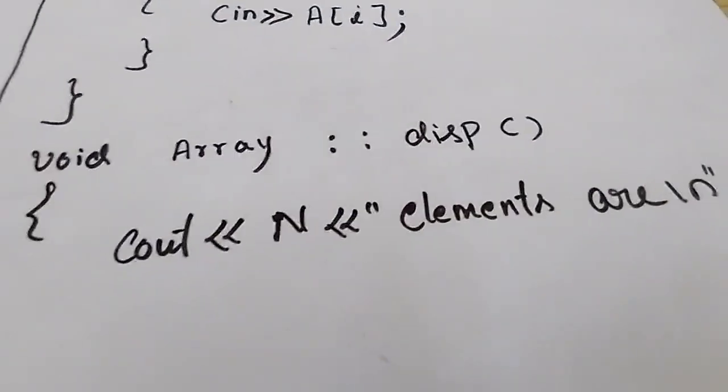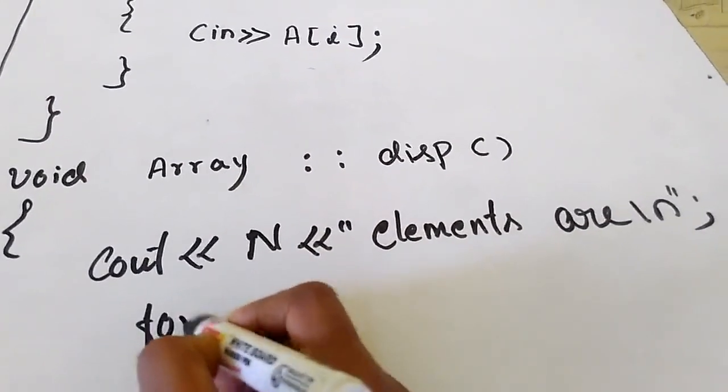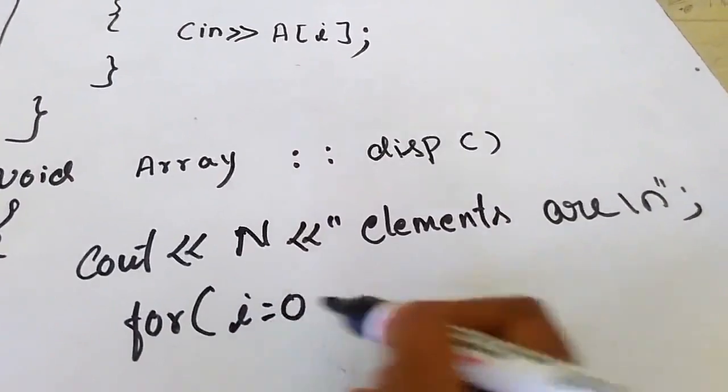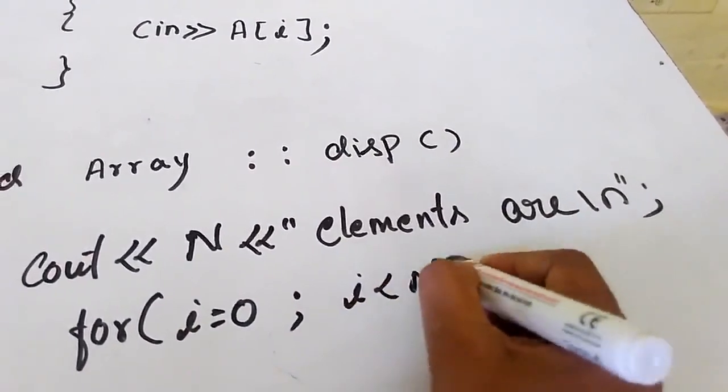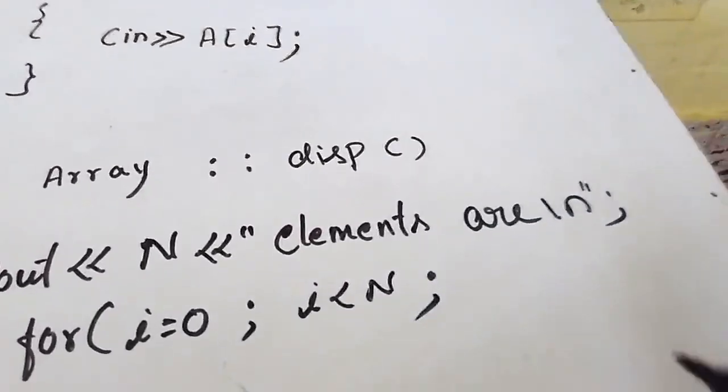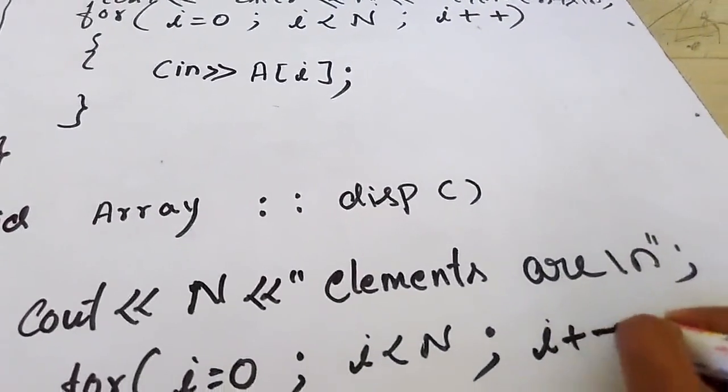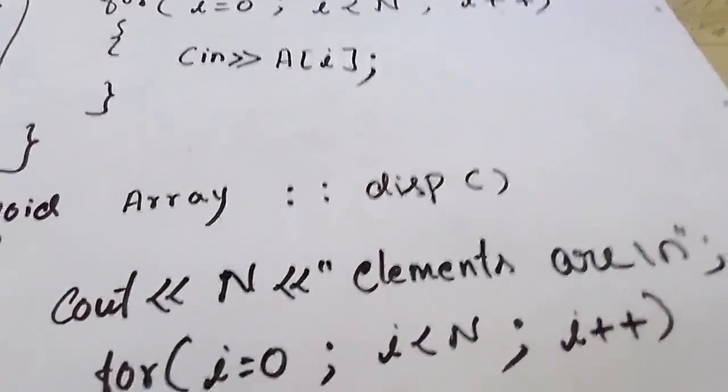Backslash n means cursor comes to next line. For, let us start from 0. First element is at 0th location, no? 0, i less than n. Till where will the elements be there? Less than n. i plus plus. Open flower bracket.